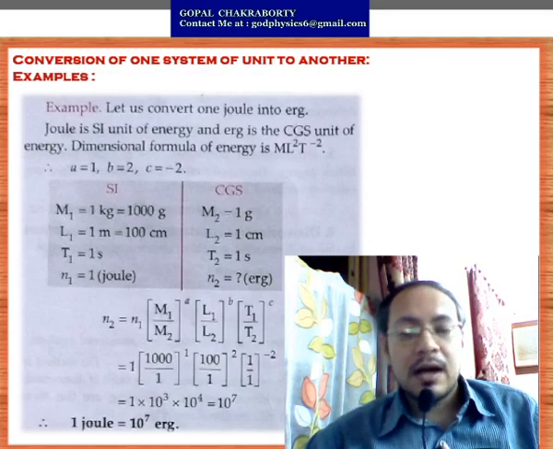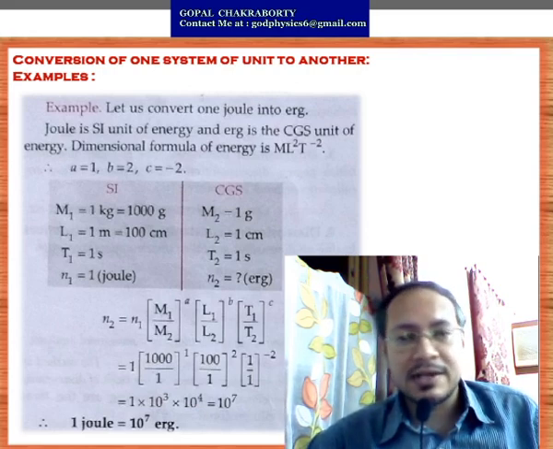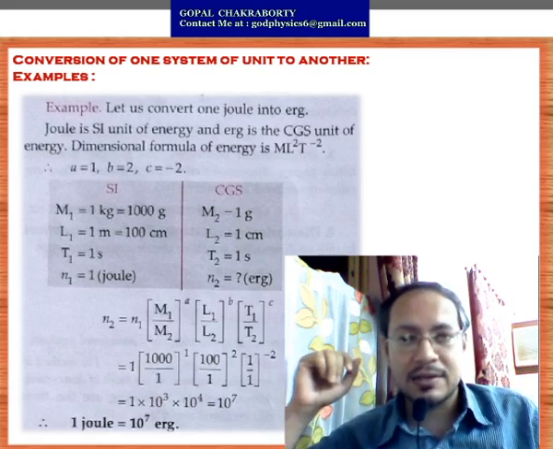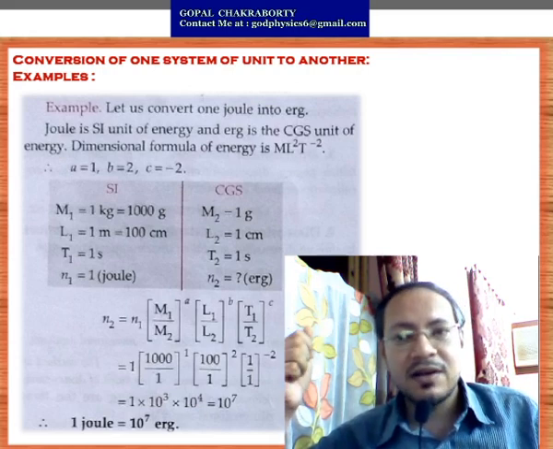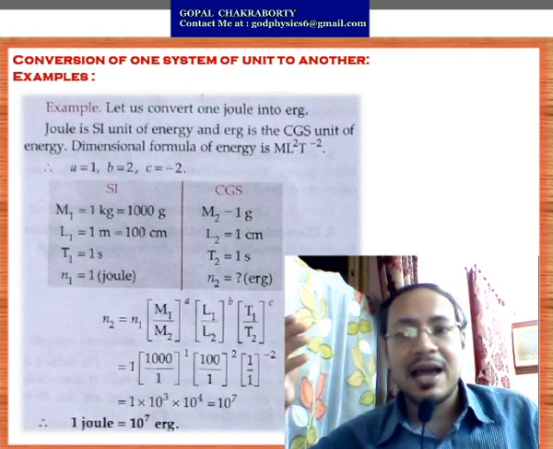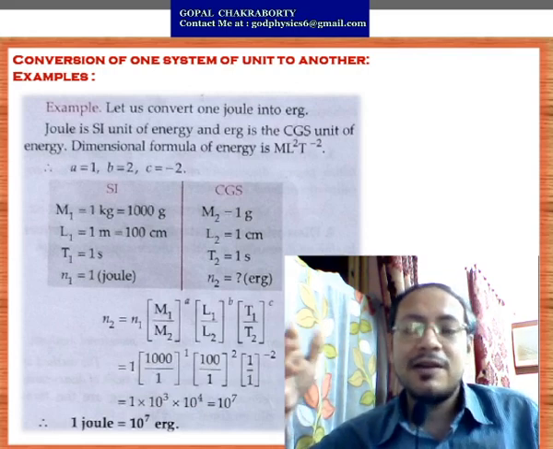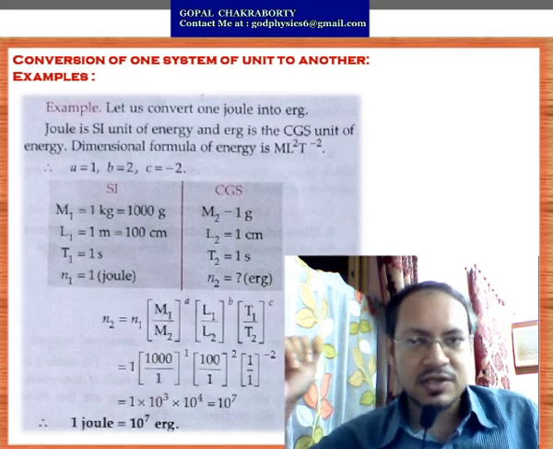Now I will show you with some examples so that it will be easier for you to understand how you will convert from one system of units to another. The first example is, let us convert 1 joule into erg. Joule is a unit in the SI system and erg is in CGS. So you have to convert the SI unit to a CGS unit. That is our question.